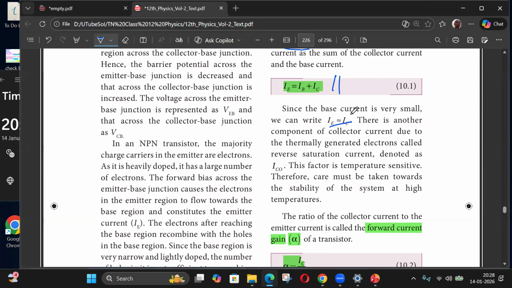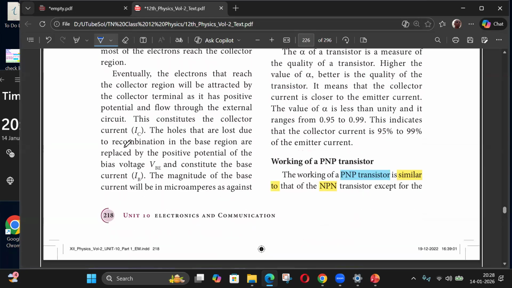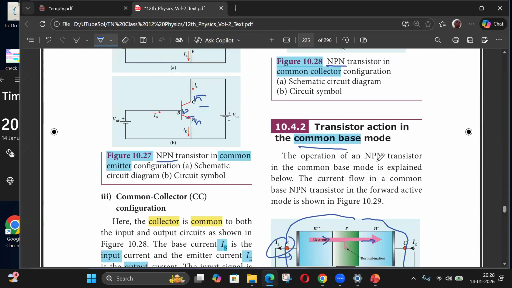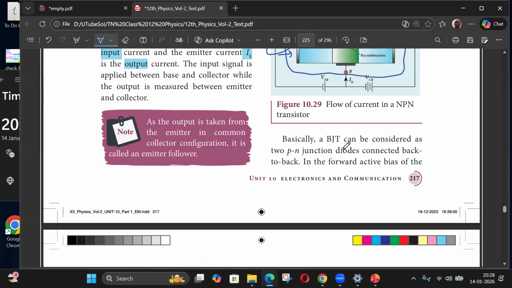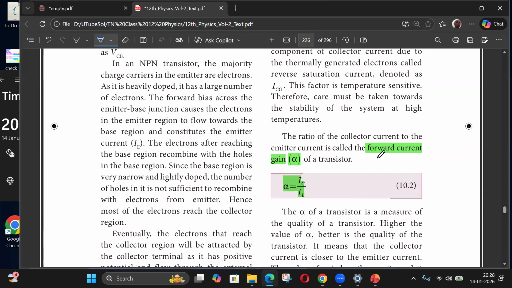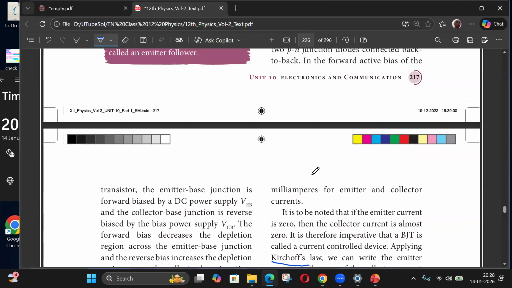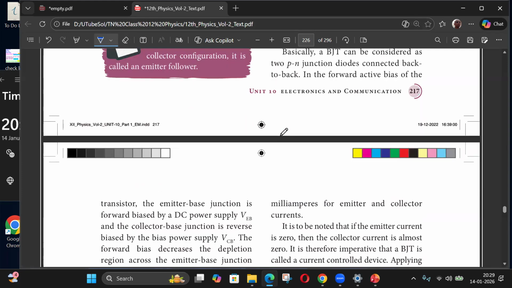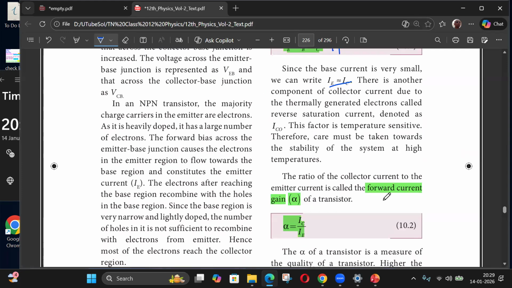So that means IB is approximately 0. And the forward current gain is output by input. In this common base configuration, output is the collector and input is the emitter. So you can consider the output current IC by IE. That is one parameter, alpha, equal to IC by IE, which you have to remember.